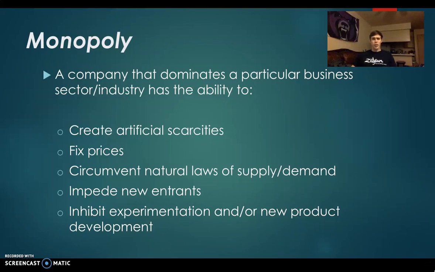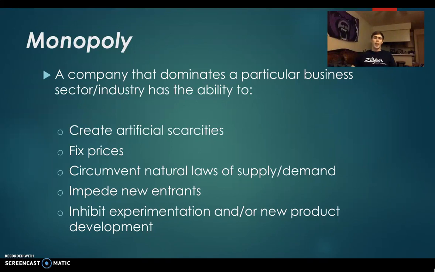So they can also inhibit experimentation and/or new product development. A lot of times these companies are the ones responsible for doing a lot of the experimentation or the new research for whatever product they make. And so they might not be willing to improve upon a product, or come up with a product that might replace a product that they make, if it means less revenue.